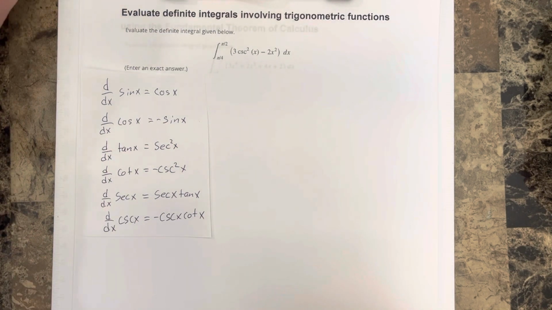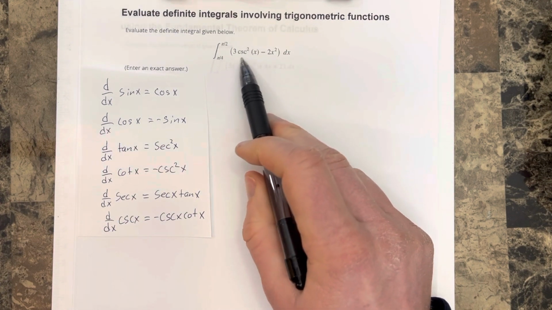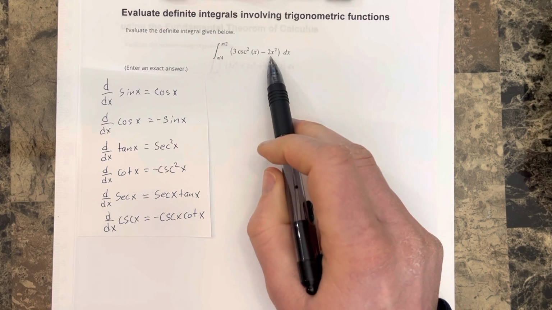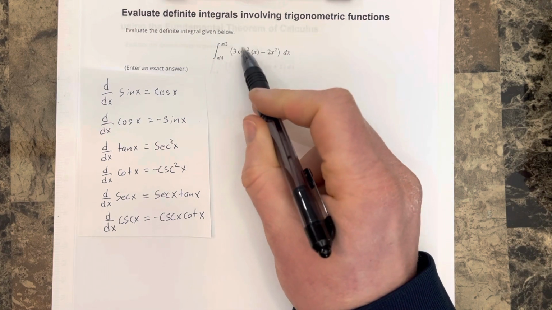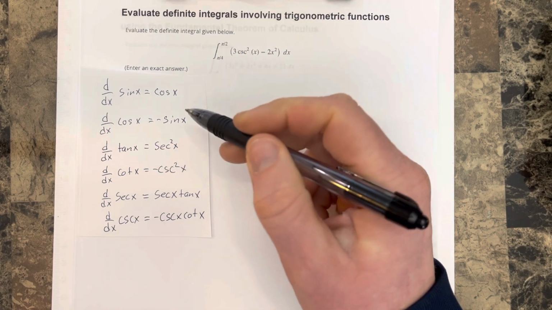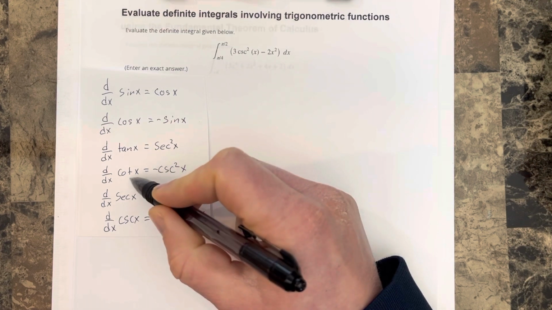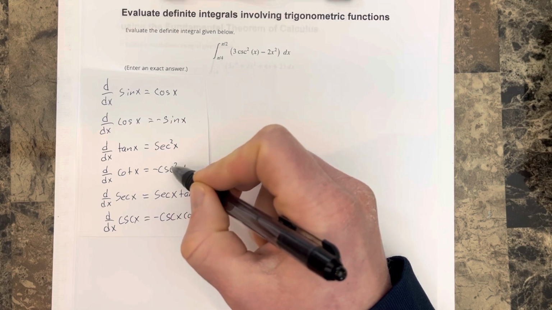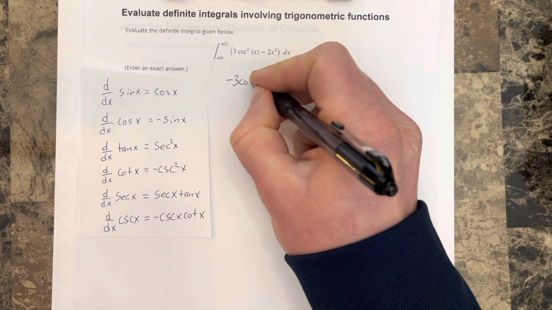So first, we need to take the antiderivative of cosecant squared x, and we want to take the antiderivative of 2x squared. The antiderivative of negative cosecant squared is cotangent. So the antiderivative of cosecant squared would be negative cotangent. So this is going to be negative 3 cotangent x.